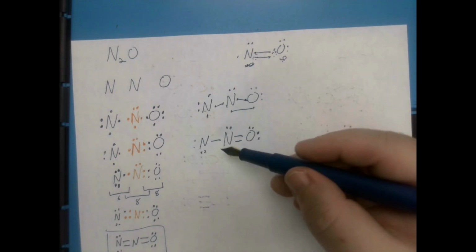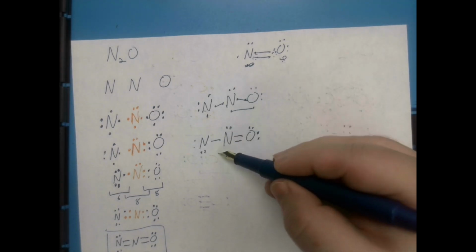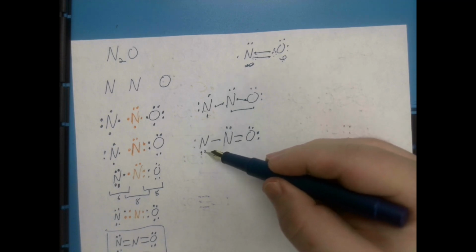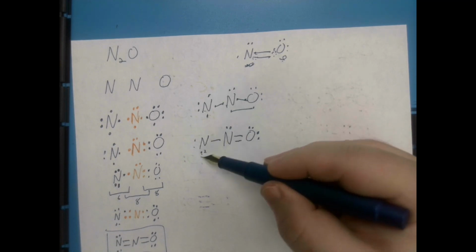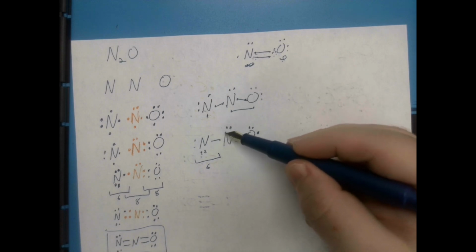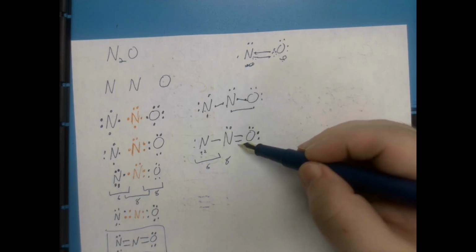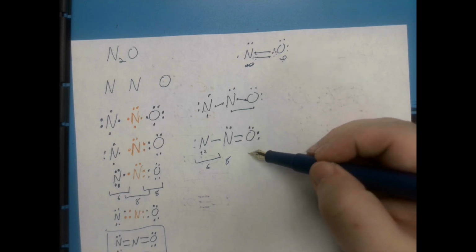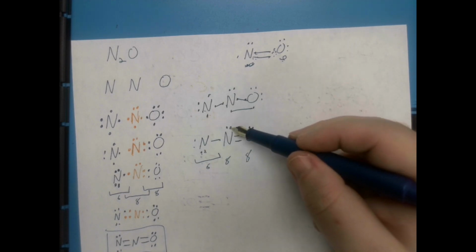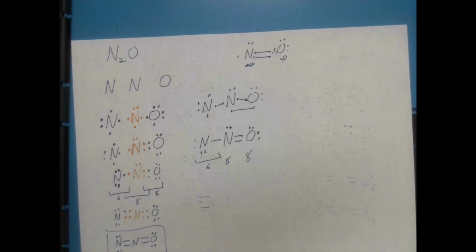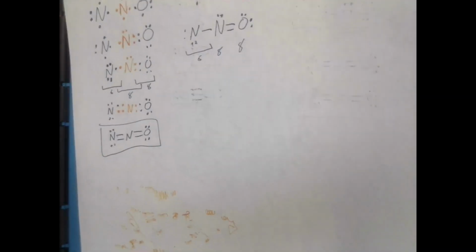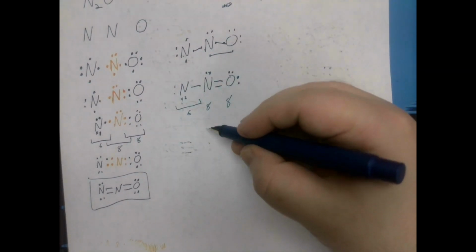And now I double check to see how many I got around it. So 1, 2, 3, 4. A line counts as 2. This would be 6. 1, 2, 3, 4, 5, 6, 7, 8. 8. 1, 2, 3, 4, 5, 6, 7, 8. So this one is missing 2, so I can give these up. Let's look at the other structure we could have got.